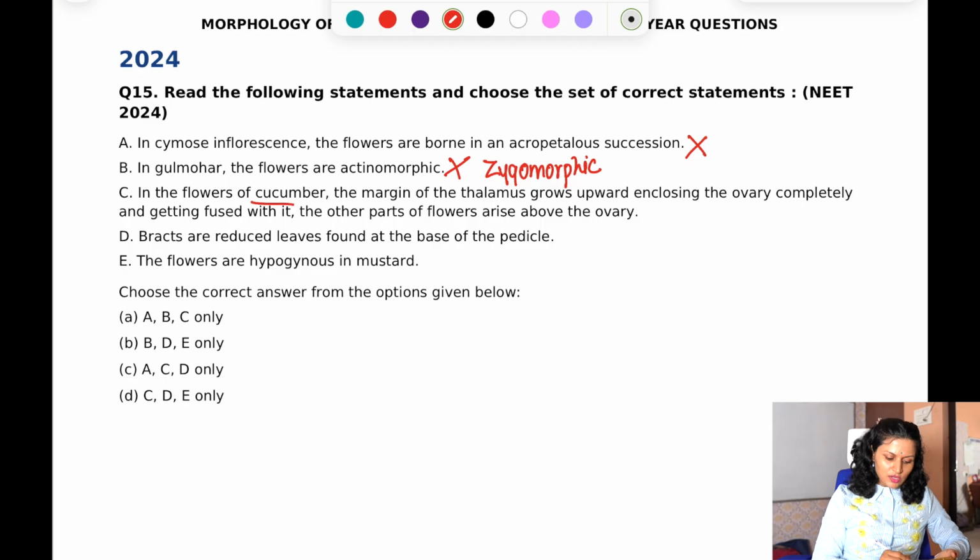In the flowers of cucumber, the margin of the thalamus grows upward enclosing the ovary completely and getting fused with it. The other parts of flower arise above the ovary. That is, it has inferior ovary is what they are saying. Is this correct for cucumber? Yes. Cucumber shows inferior ovary.